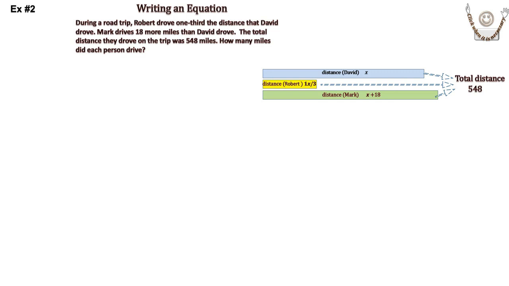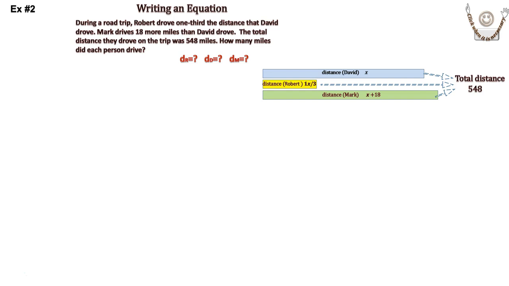Example number 2, word problem. During a road trip, Robert drove 1/3 the distance that David drove. Mark drove 18 miles more than David drove. The total distance they drove on the trip was 548 miles. The question is, how many miles did each person drive? So, how many miles did Robert drive? How many miles did Dave drive? And how many miles did Mark drive?